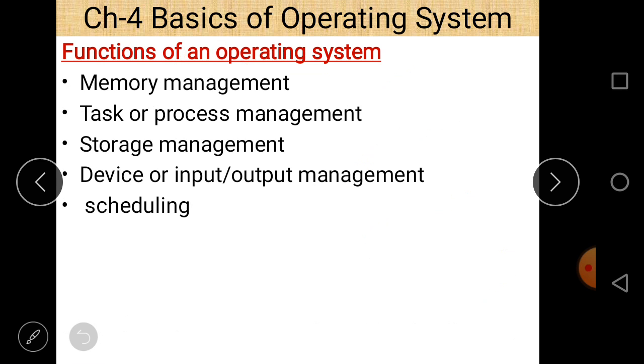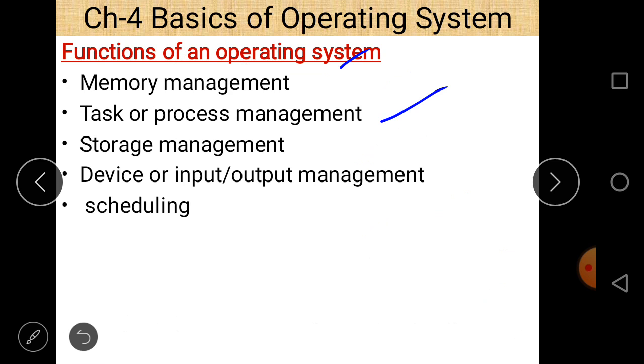Next is the function of an operating system. What are the different functions of an operating system? As I told you, memory management, different types of memory. There are only two operations regarding a memory, whether it is a read operation or a write operation. So memory is managed by the operating system. Then there is task or process management. A process is nothing but a program in execution. So different processes are executed and used by an operating system.